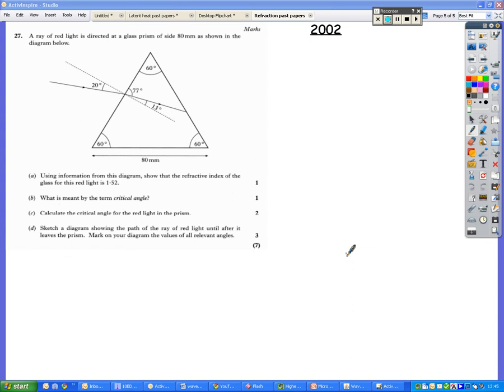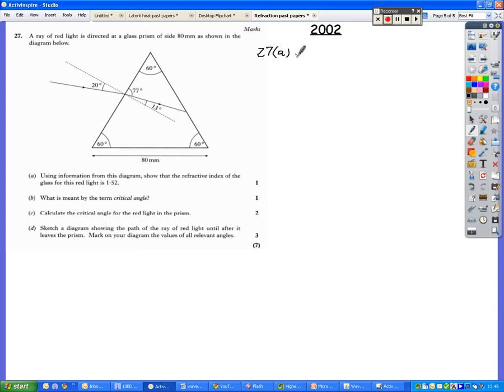So 2002 paper, question 27 on refraction. Using information from the diagram, show that the refractive index of glass for this red light is 1.52. So your extended refractive index formula contains wavelength, velocity, and also angles of refraction as well. We don't have any speeds here, we don't have any wavelengths, so the only one we can really use is the one with the angles in it.